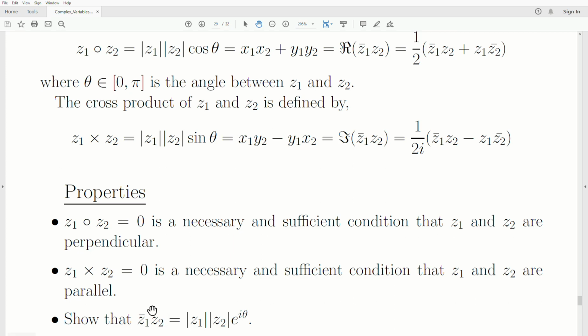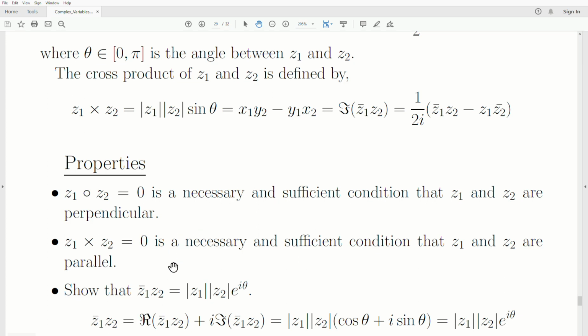Now let's show that this product, the conjugate of Z1 times Z2, is equal to this. And we're going to make use of this piece here and this piece here. So we have a complex number, right? The conjugate keeps it a complex number, and the product of complex numbers is a complex number. So generically, you could say we have the real component of that number plus i times the imaginary component.